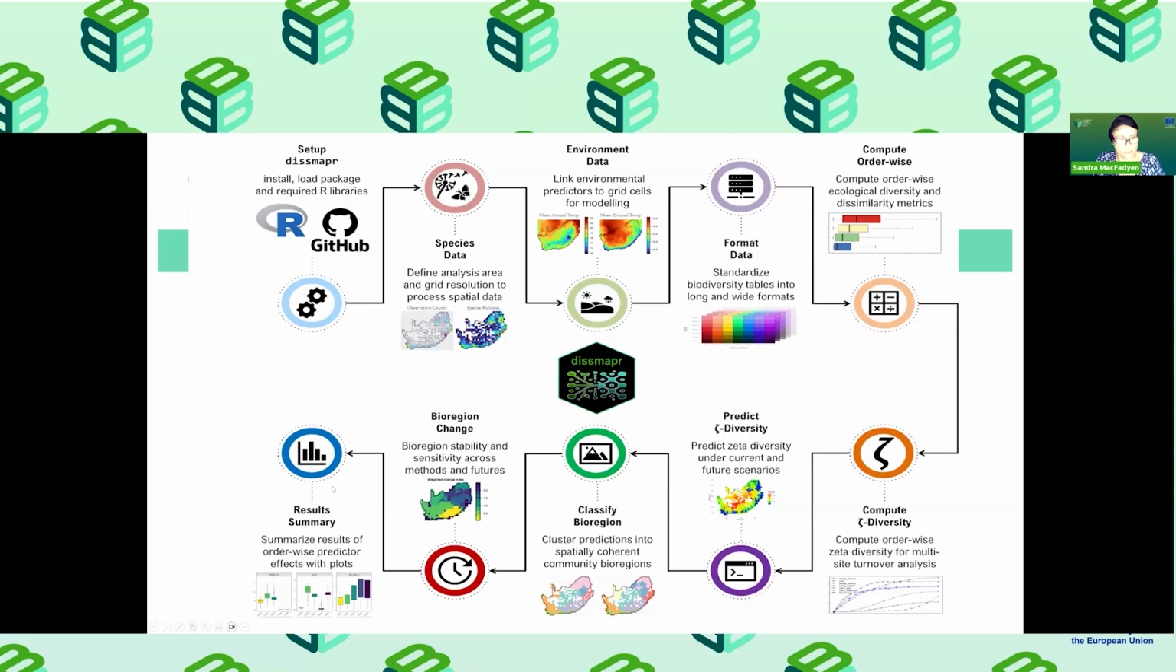Then we've got a wrap-up function that just does some summary of results. What the dissmapr package does with the zeta diversity stuff is that instead of running it one at a time, you can run a whole bunch and then output the results in a summary format. So I'm going to show you how to do that.